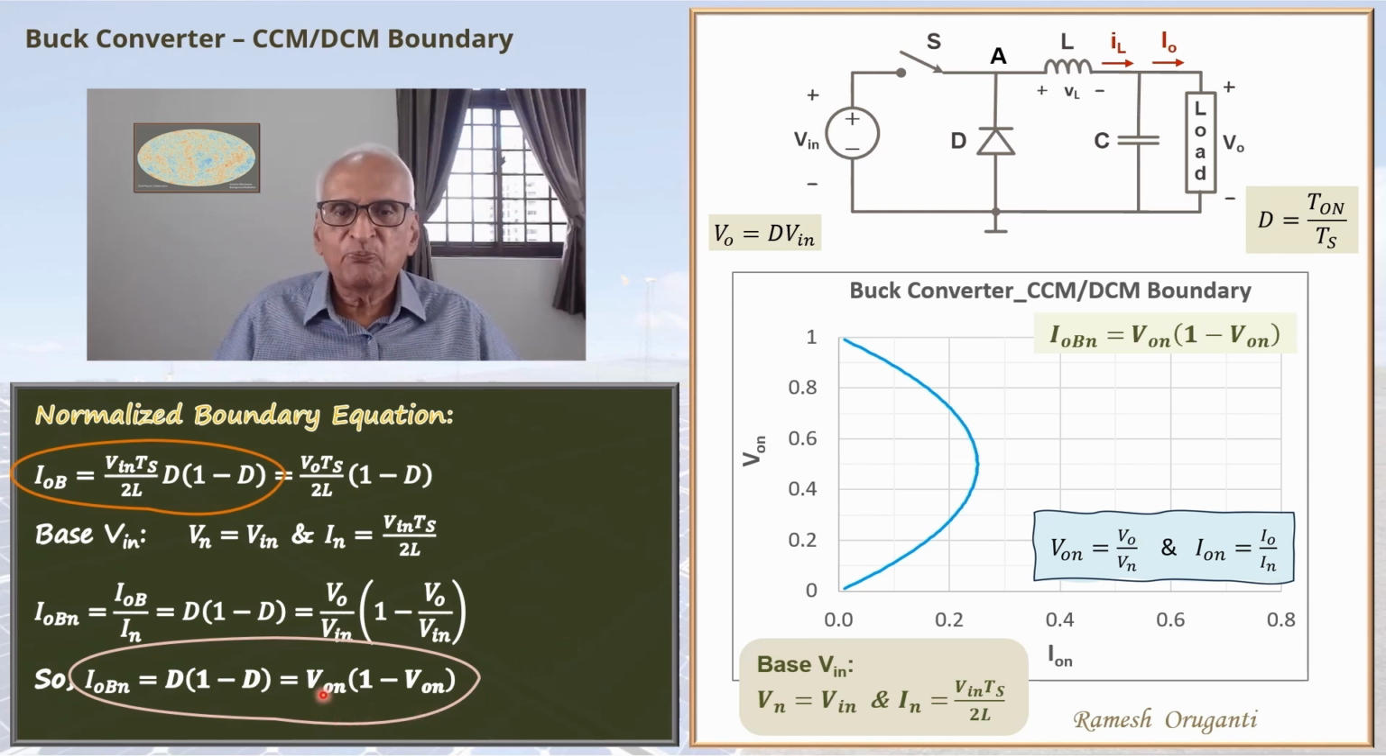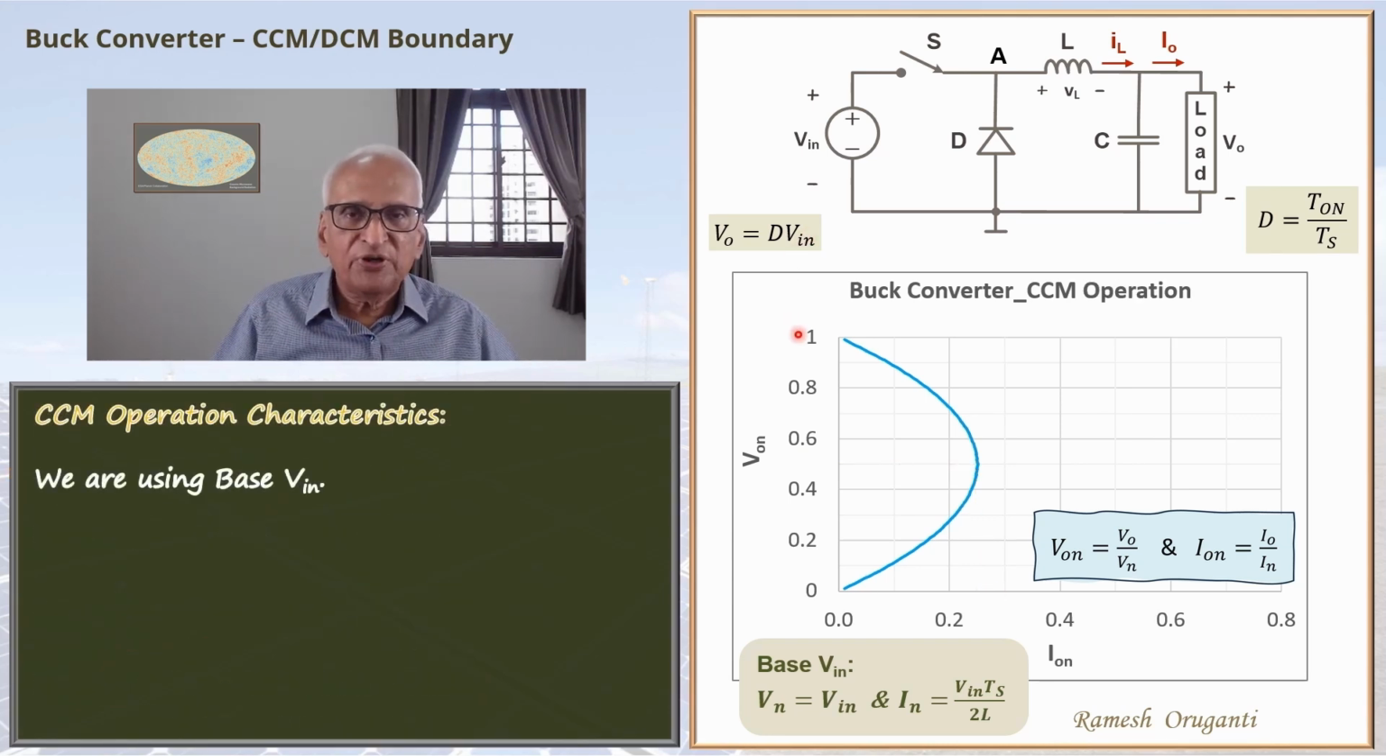And if I now put VON equal to 0.5 here, IOBN, that maximum value, will be 0.5 times (1 minus 0.5), 0.5 times 0.5, which is 0.25. So at VON equal to 0.5, the maximum normalized boundary current occurs, that is 0.25.